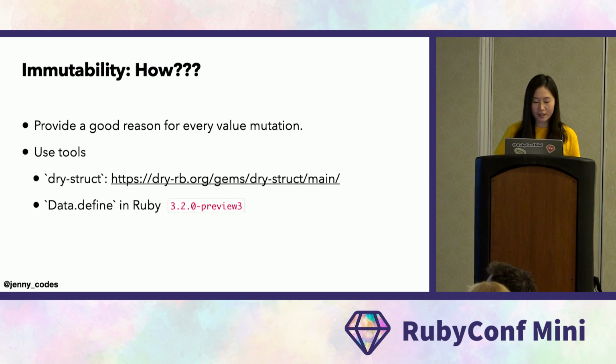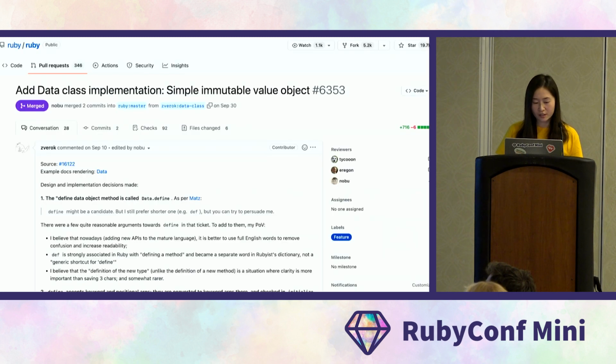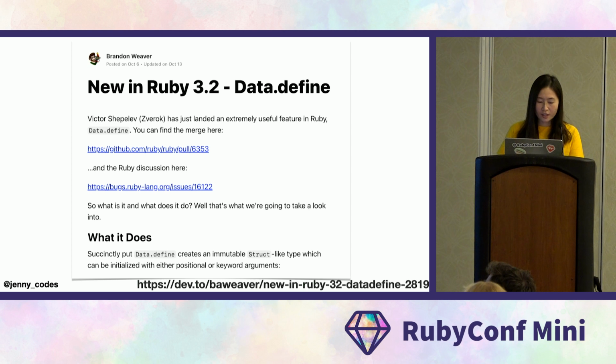And the next thing that I feel quite excited about is the Data.define that will come out in Ruby 3.2. You can already play with it in the latest preview. And this is a PR that created the Data class by Victor Shepelev. As the title says, it is a simple immutable value object. And Brandon Weaver here has written a really nice blog post about it, and I highly recommend you check it out, along with the PR, to know more about it.